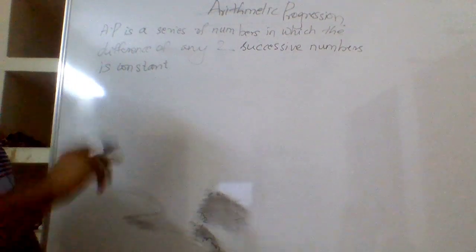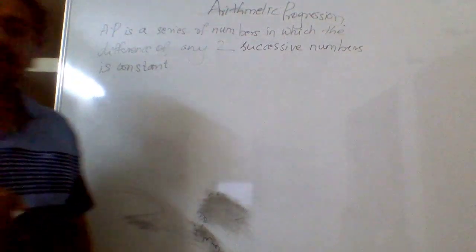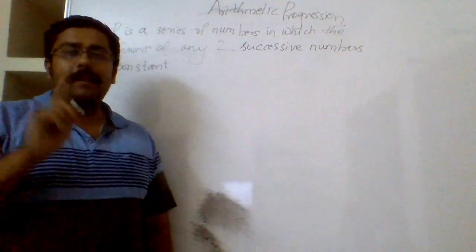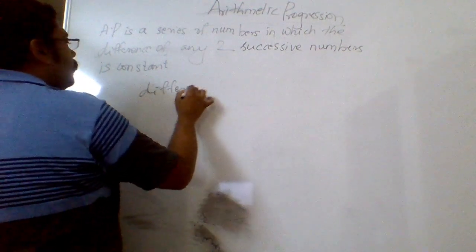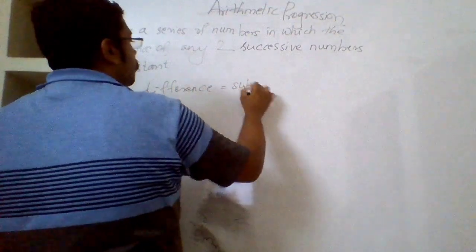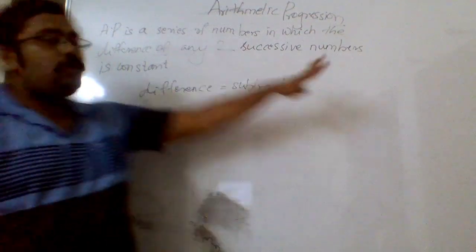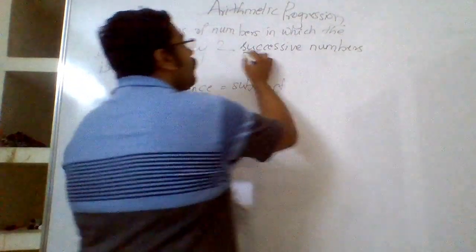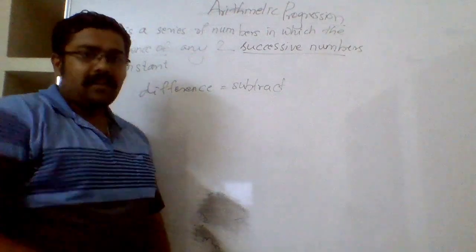So what it means is a series of numbers with a common difference. Difference means you have to subtract. Sum means addition. Difference means you should subtract. Okay. What you have to subtract? You have to subtract any two successive numbers. Now what is the meaning of successive numbers? It's nothing but the next number.